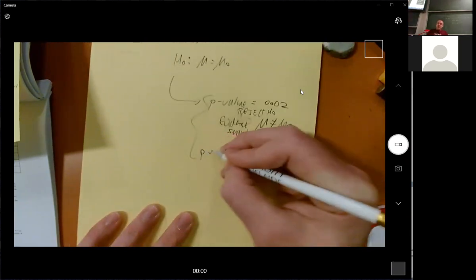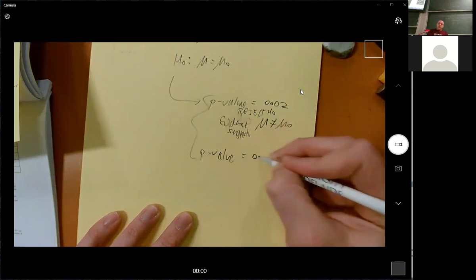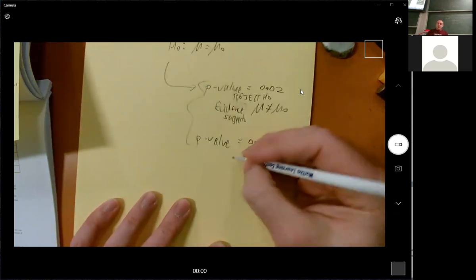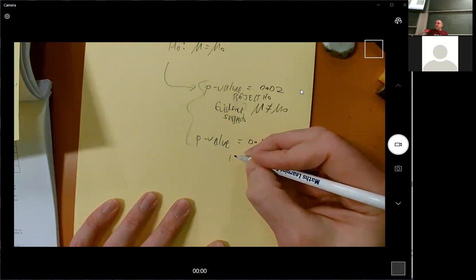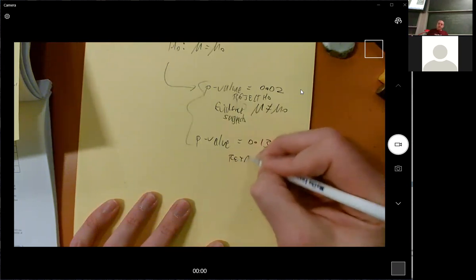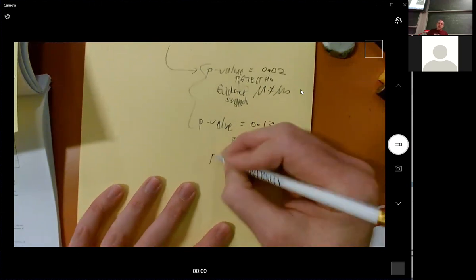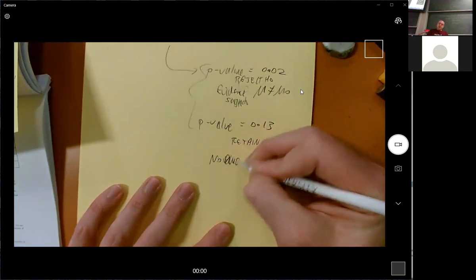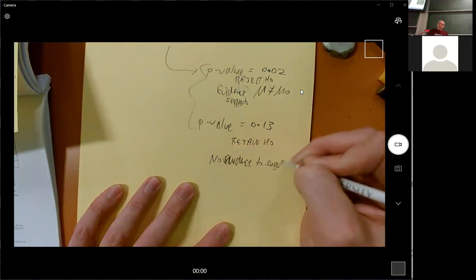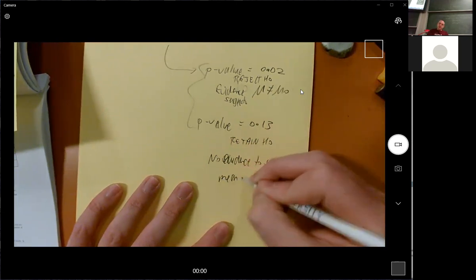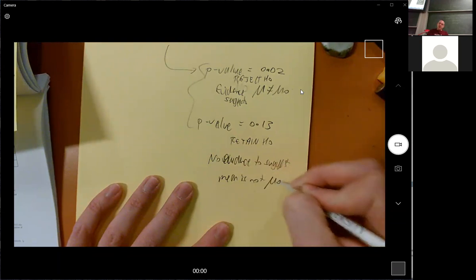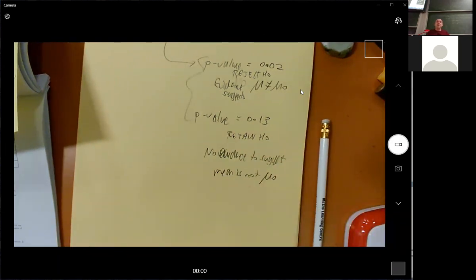But if my p-value came out to say 0.13, then you'd say, does your lecturer use retain? And say that there's no evidence to suggest the mean is not whatever mu naught is. And that is a double negative, right? No evidence suggests that it's not, but that is what you've done. You've been looking for evidence to suggest it's not. And that's the problem with hypothesis tests. They're double negatives, but that's the way we play.